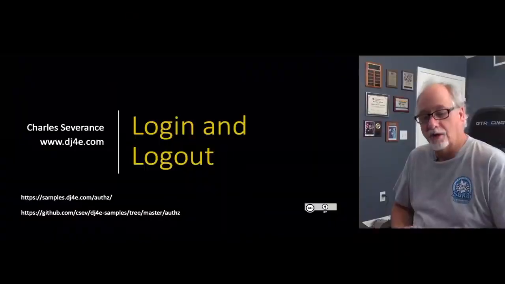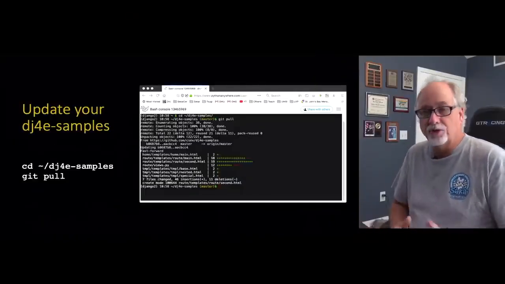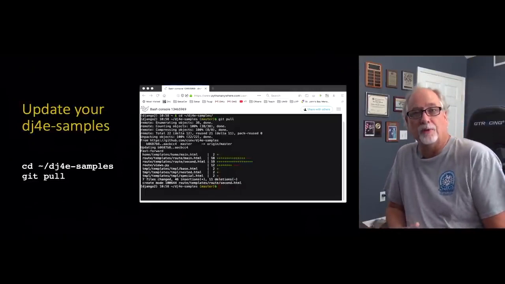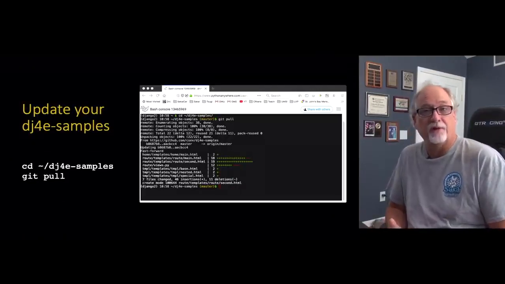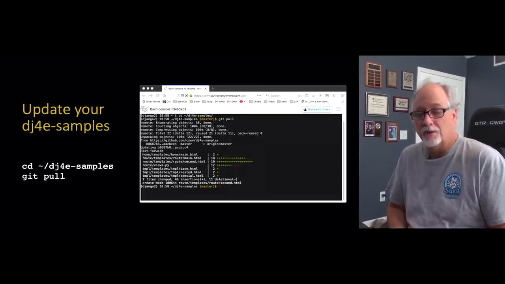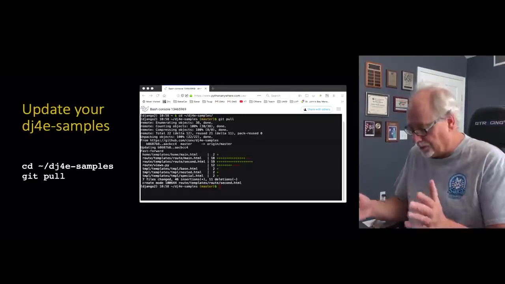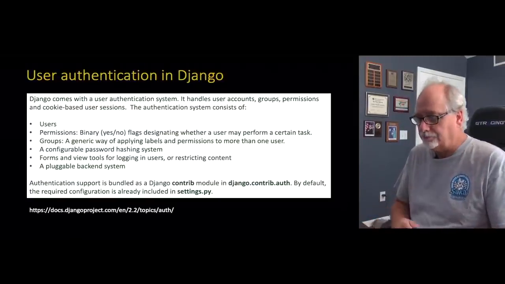Our next topic is to talk about login and logout. Now, just in general, I have this GitHub repository called dj_free_samples, and every once in a while you ought to see if I've found some bugs and fixed them. So go over to your samples and do a git pull. So every once in a while, just do that.